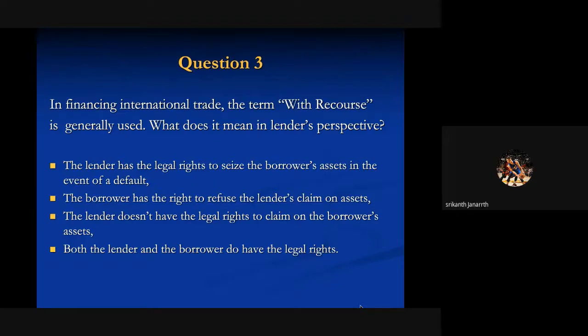You can think and tell what the answer is. When they say with recourse, can they have the right? Yes, they have the right. Lender has the legal right to seize the borrower's asset because they say with recourse, I can come back to you. I can claim in the event of a default because I am giving it to you with recourse. That means I can come back. When he says without recourse, he can't go back. So the borrower has the right to refuse the legal claim on the asset if it is without recourse. Answer for without recourse, the second one is correct. With recourse, the first one is the answer, right?